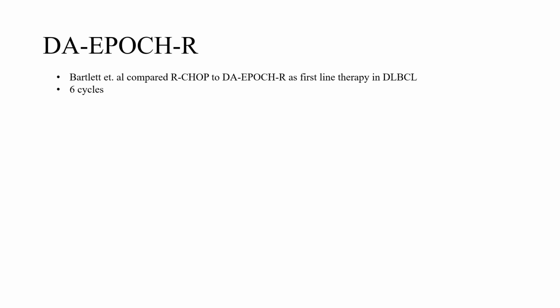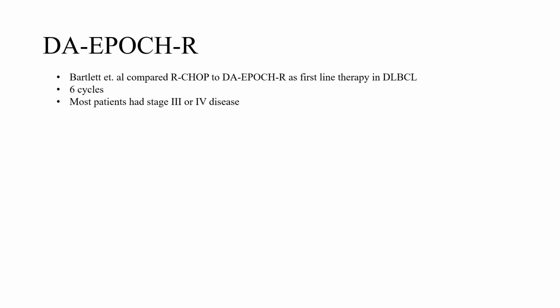All right, so let's talk a little bit about dose-adjusted EPOCH-R. So Bartlett and colleagues compared R-CHOP with dose-adjusted EPOCH-R as first-line therapy in DLBCL. It's important to note that in this study, the Bartlett study, high grade was excluded, so there was no double or triple hit in this. They compared 6 cycles of each.